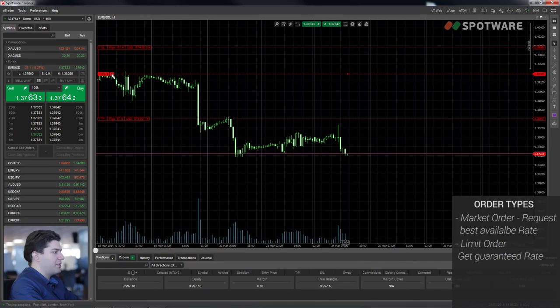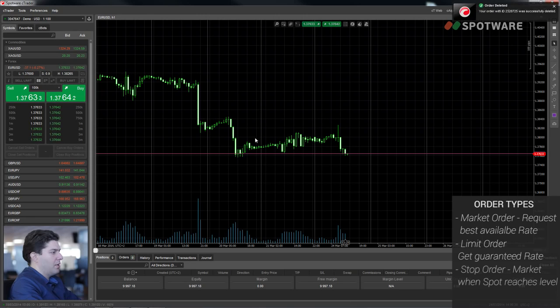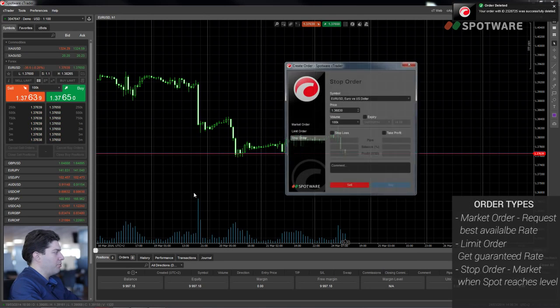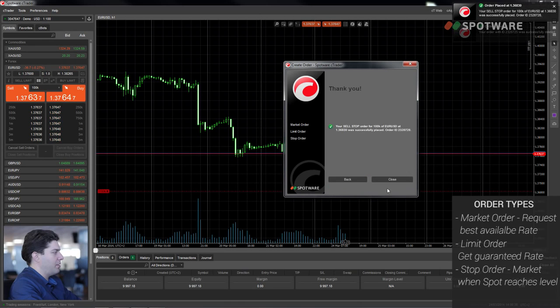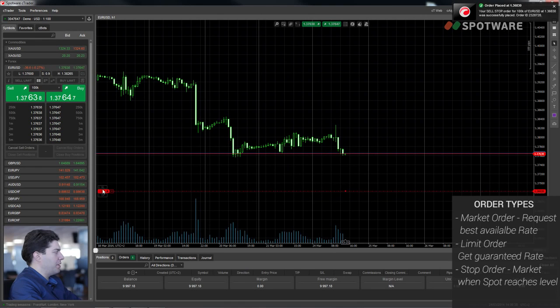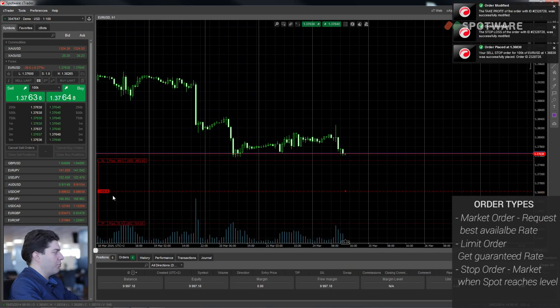If you want to trade a market order when the exchange rate reaches a specific price that you have chosen in the future, you use a stop order. You can right-click and select Sell Stop, do the same thing, Sell. Now we're using a stop order. Again, preset stop loss and take profit.